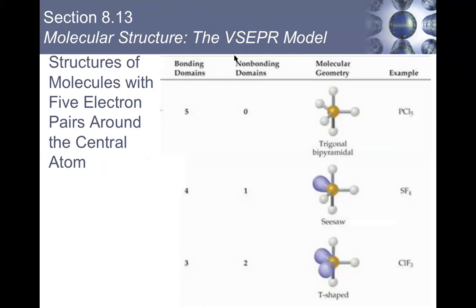When we get into 5 domains, so if you have all single bonds, we call this bipyramidal. And the reason we call it bipyramidal is if you look at it, it forms sort of a pyramid up top, and try to picture that 3-dimensionally. And then it forms a pyramid on the bottom. And again, you have to sort of picture that 3-dimensionally. So essentially, it has a pyramid up top, and it has a pyramid on the bottom.